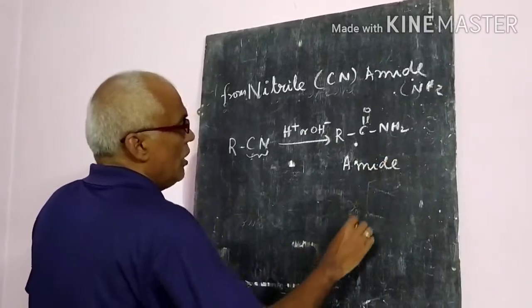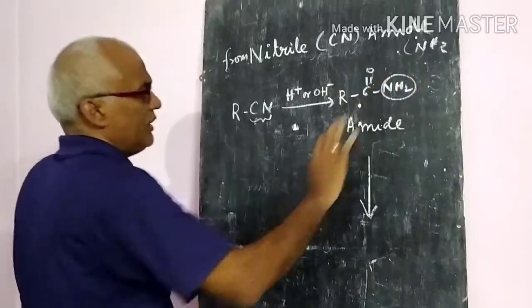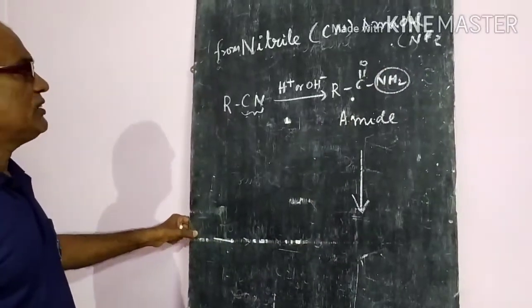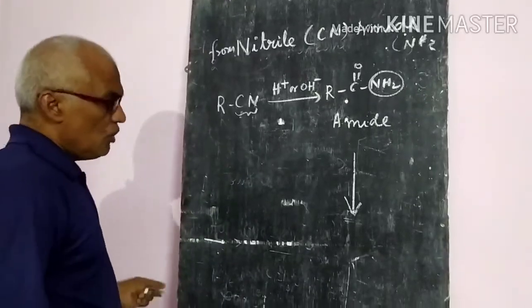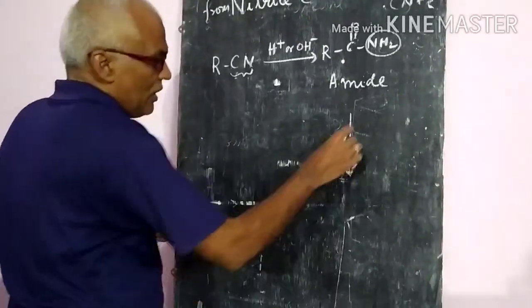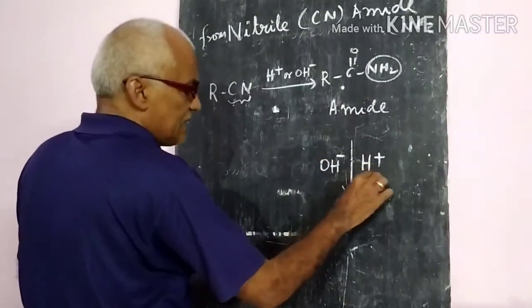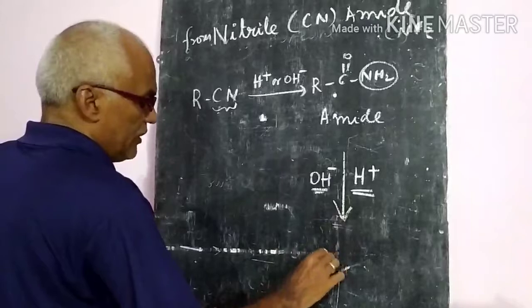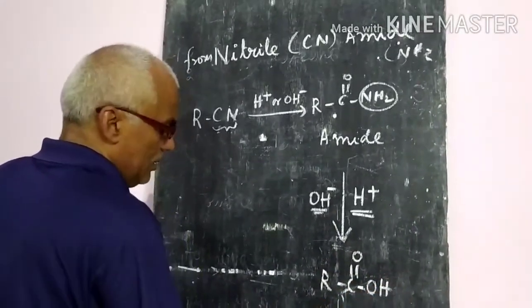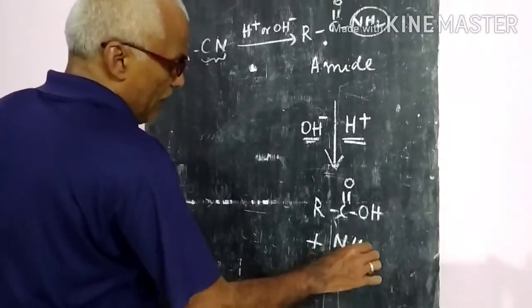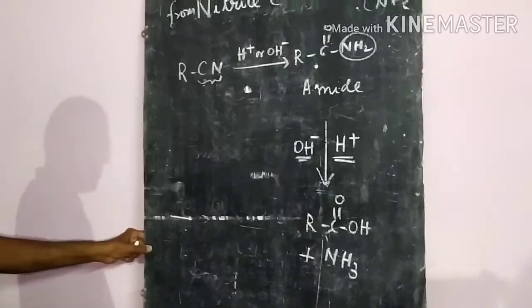Amide will be formed. Further, what do you have to get? This should be converted into OH, RC double bond OH, which is the acid. So to convert this NH2, what do we have to do? We will use further hydration, that is acidification, in the presence of either an acid or a base. Then it can be converted into RC double bond OH, that is the acid, plus the amide group is converted into ammonia.